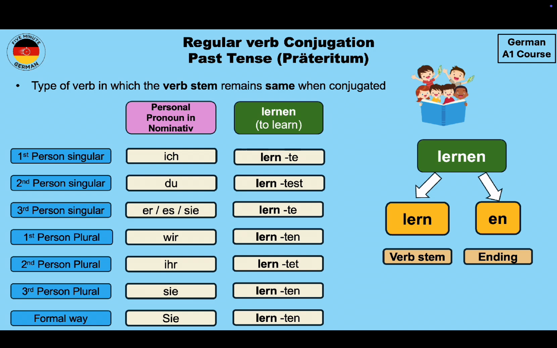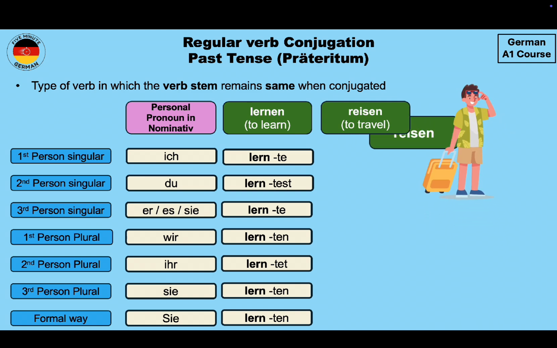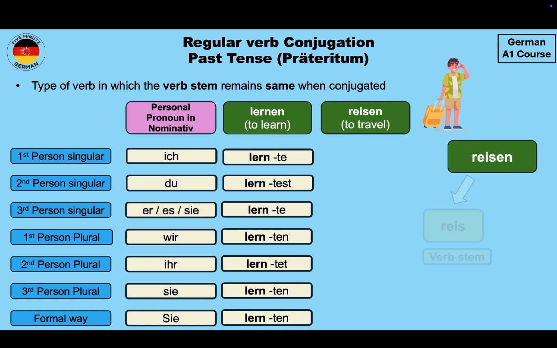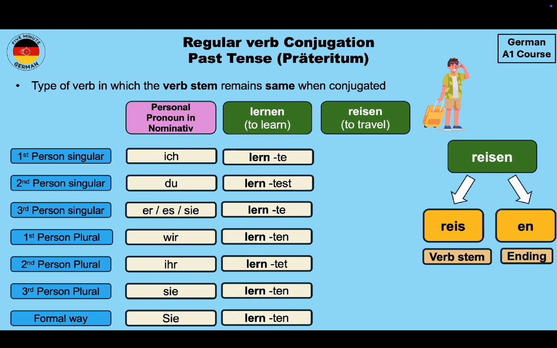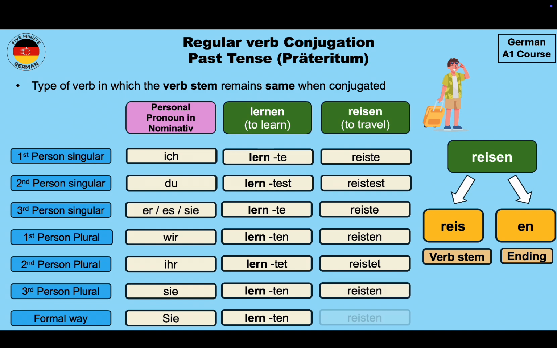Now let's take another example of the verb reisen, which means to travel. This can also be split into two parts, the verb stem which is reis and the ending which is en. So when we conjugate it, it will be ich reiste, du reistest, sie reiste, wir reisten, ihr reistet, sie reisten and sie reisten. This is also a regular verb because when we separate it, then we see that the verb stem has not changed in all of the conjugations.